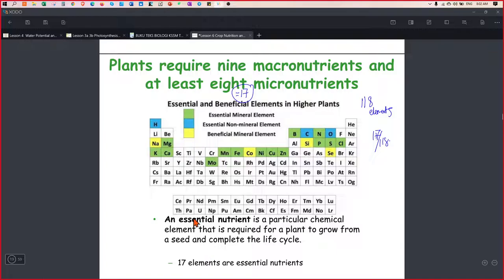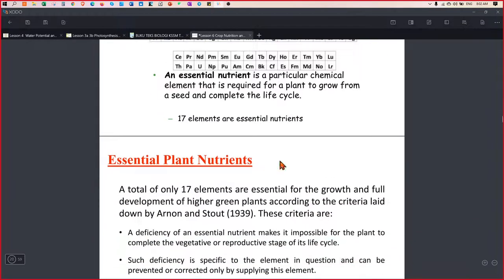Okay, so what is meant by essential nutrient? Elements which are required for the plant to grow from seed and to produce the seed again to complete its life cycle. Sometimes if you take away one of the elements, the plant can grow vegetatively, producing all the leaves and stems, but it cannot produce flowers because the nutrients are not enough. If you provide the nutrient which is lacking, then the plant can flower and complete the life cycle. Alright, so 17 elements.